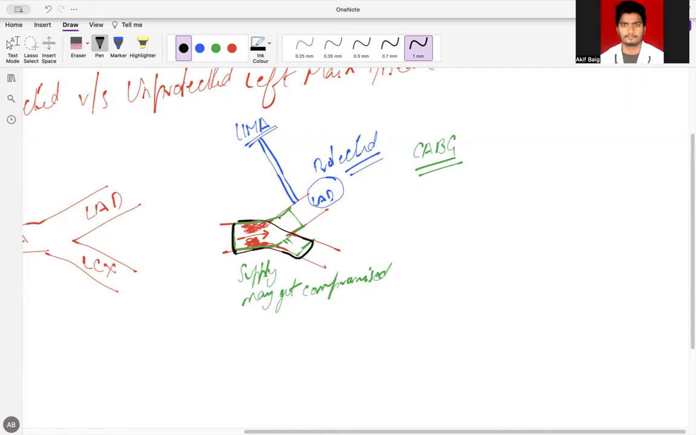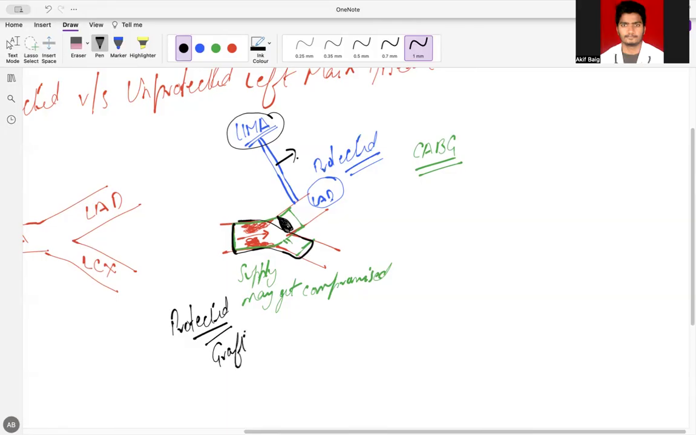Even if during this process the left anterior descending gets compromised, it will not affect much, because even if it gets occluded here due to the stenting, the LAD is already protected by the left internal mammary artery graft. So this is called a protected left main. Again, when one of the branches is protected by a graft, it is called protected.